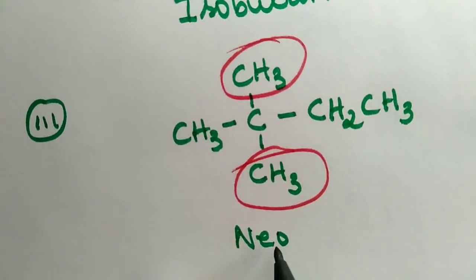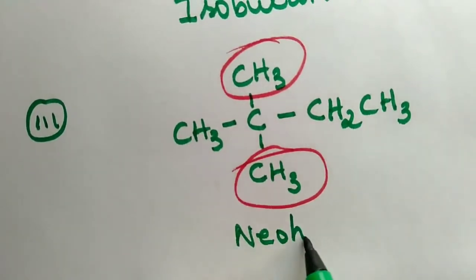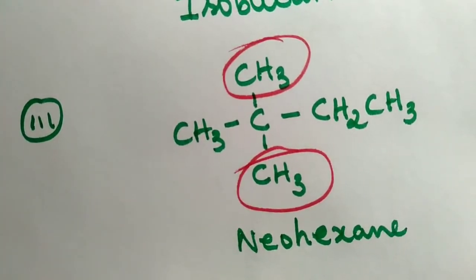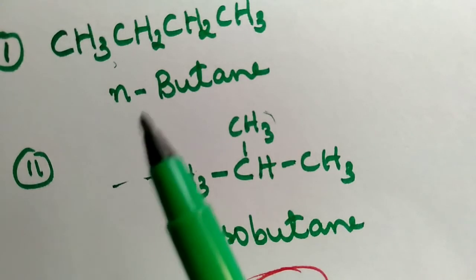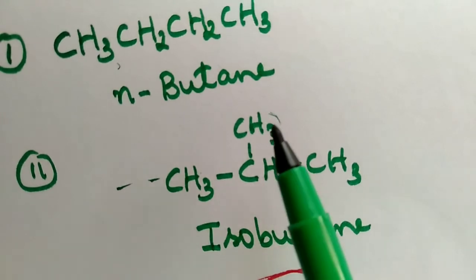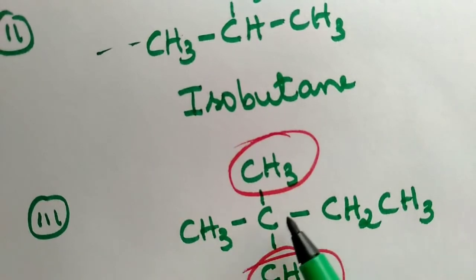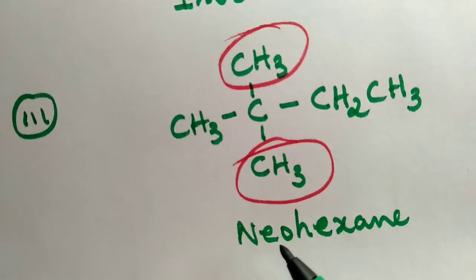After adding neo, then how many carbon atoms? 1, 2, 3, 4, 5, 6. If it is 6, then hexane. I hope you understand how to name a given alkane. Okay, if the carbon atoms are in a straight continuous chain, use a prefix n. If the second last carbon is attached to one methyl group, use a prefix iso. And if the second last carbon is attached to 2 methyl groups, then use a prefix neo.